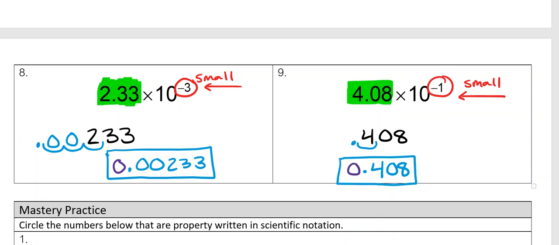Notice that for both of these, even though I had a negative exponent, my answer is not negative. My answers are both positive. They're just small numbers. So that negative exponent means that we're going to have a small answer. Also want to point out that the exponent again does not tell us the number of zeros, but instead the number of spaces that we're going to move the decimal point.